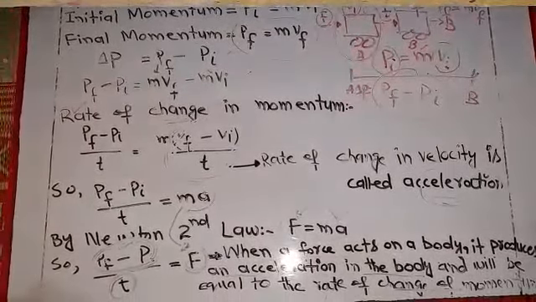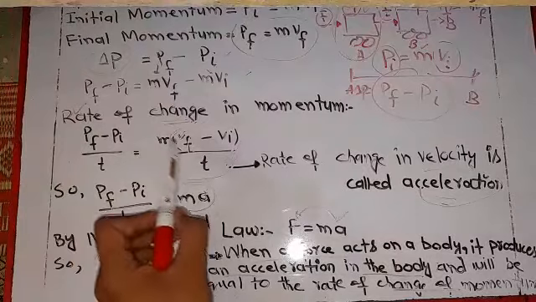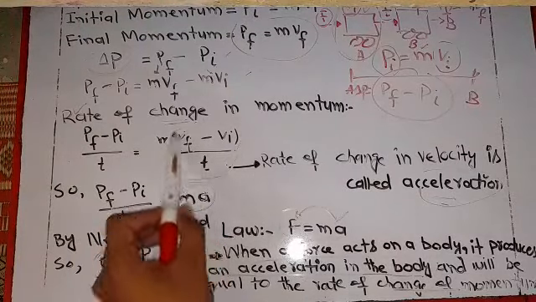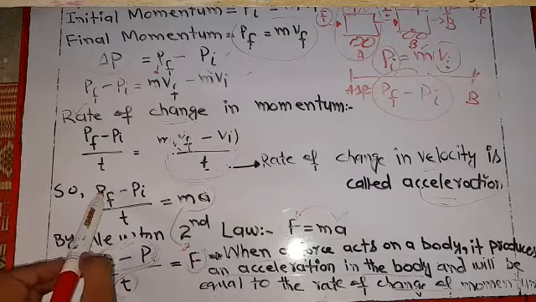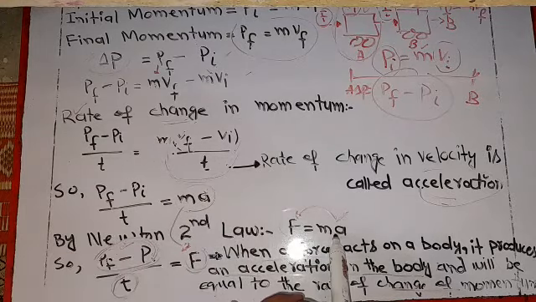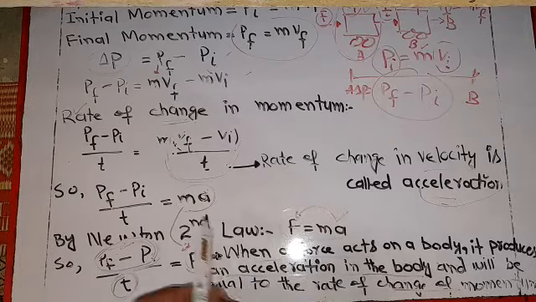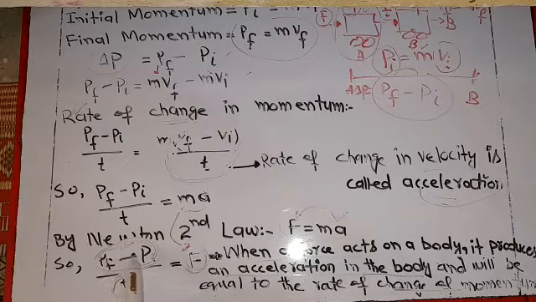So we put a in the place of vf minus vi over t, giving m into a. By Newton's second law, F is equal to ma, so we put F in place of ma. We determine the result: when a force is applied on a body, it produces acceleration in the body, and this force will be equal to the rate of change in momentum.